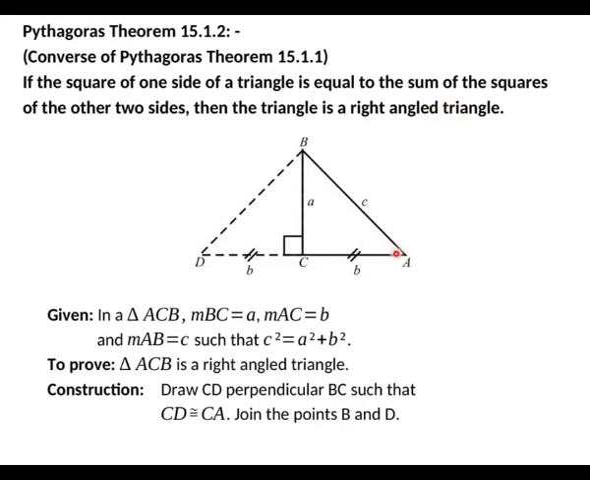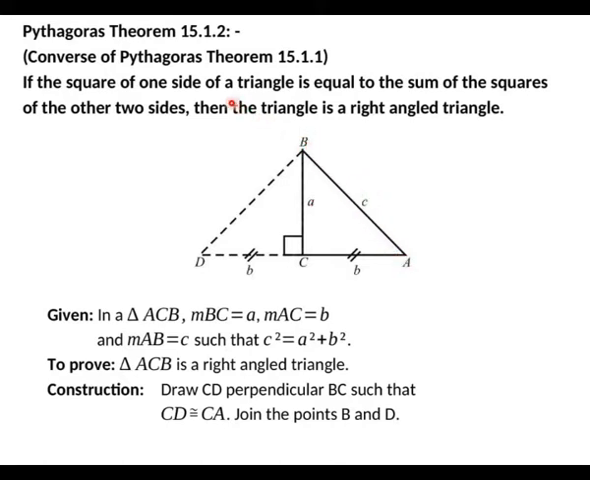We are having a triangle ABC. What is given? In a triangle ACB, measurement BC is equal to a, measurement AC is equal to b, and measurement AB is equal to c, such that c square is equal to a square plus b square. Now, what was the condition in the statement? That one side of a triangle, you can see in the triangle, this CA is also represented by small b, BC by small a, and this BA by small c.